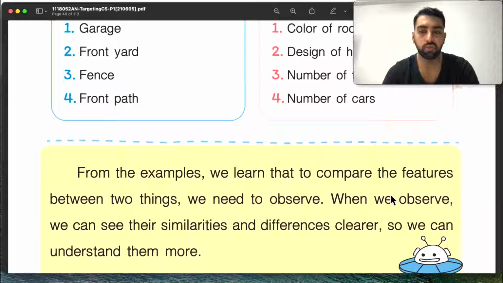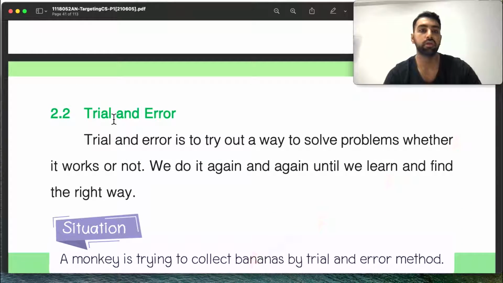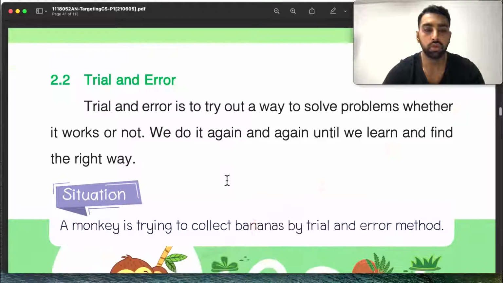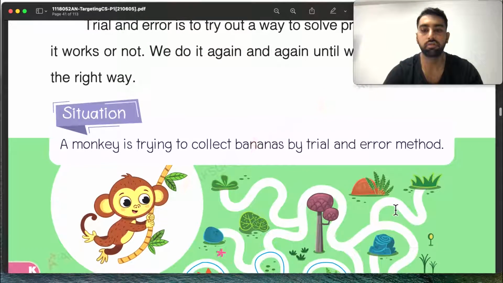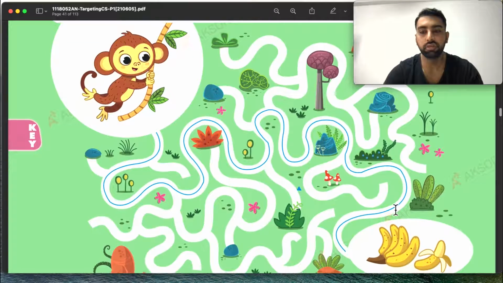Now there is one more way of solving a problem: trial and error. Trial and error is the way of trying out a way to solve the problem, whether it works or not. We do it again and again until we learn to find the way to do it. A monkey is trying to collect bananas by the trial and error method. Look at this picture and find. As you can see in the picture, this is a monkey. He wants to get the banana, so he has to find the way.